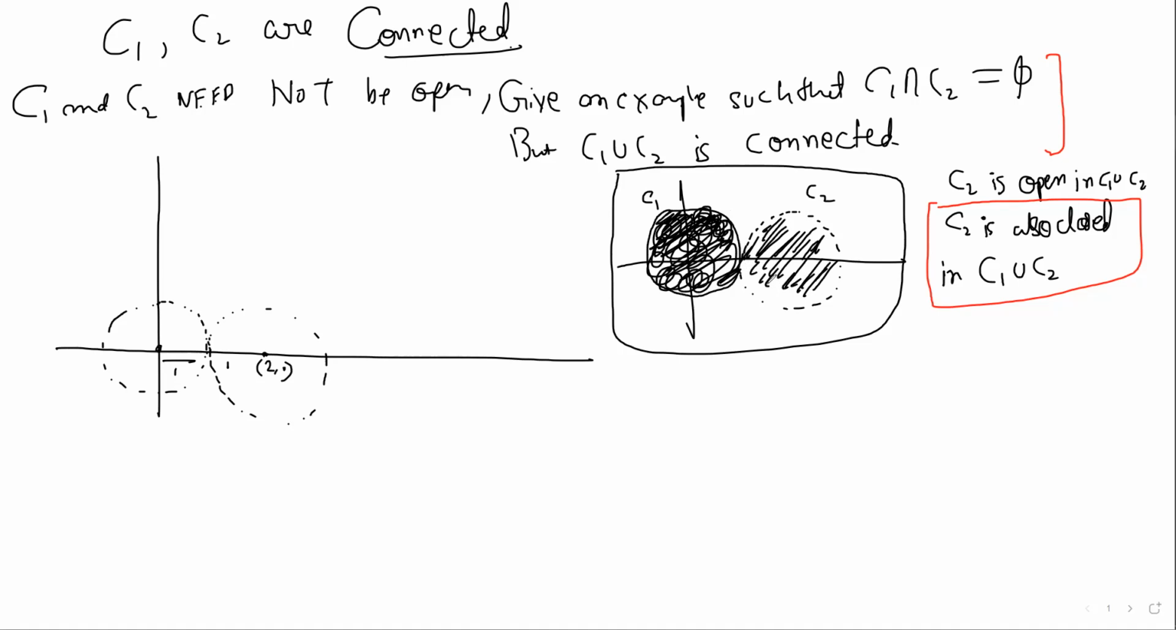I was thinking this is open, but this is connected, but it is not connected because C2 is closed, right? C2 is closed in C1 union C2. Can anybody give a reason why C2 is closed in C1 union C2? Now that we have explained this a little bit more, the statement C2 is open is clear. But why is C2, this open ball, closed in C1 union C2?